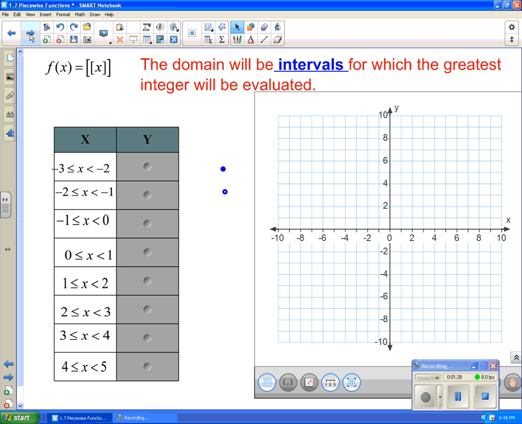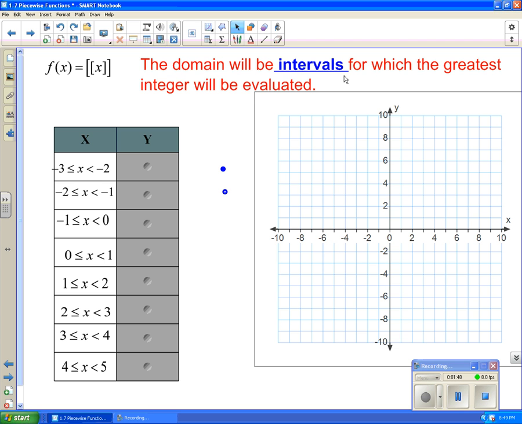Let's go ahead and look at how to graph them. Now remember, these are step functions, so our graph should look like a set of stairs. When we graph a greatest integer function, our domain will be in intervals for which the greatest integer will be evaluated. So I set it up as intervals. Instead of having just a 1, 2, or a 3, I've got intervals going on here.